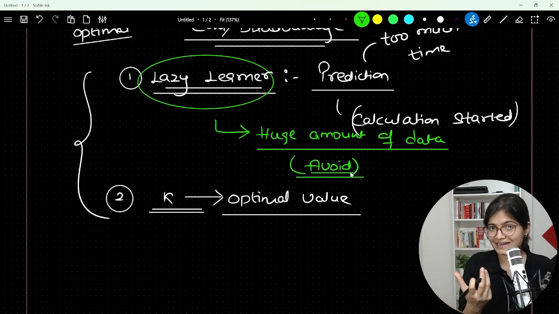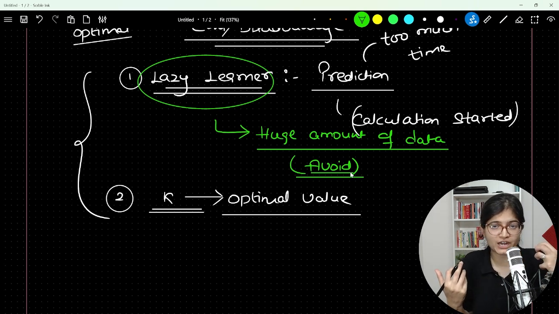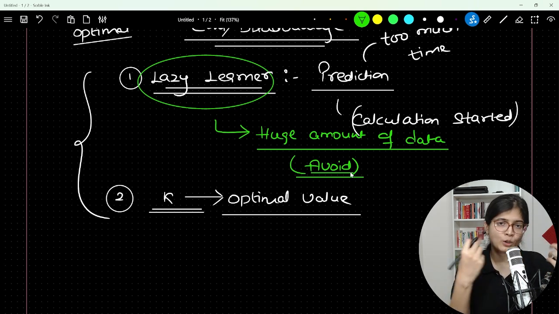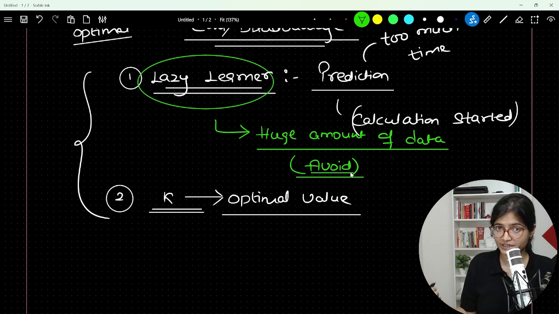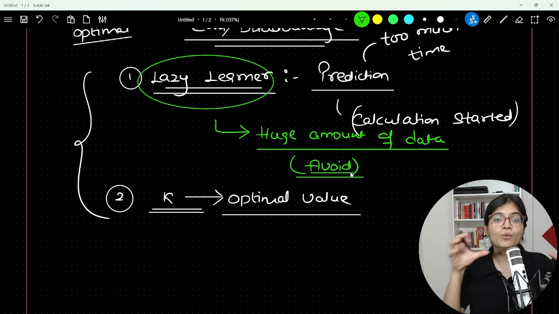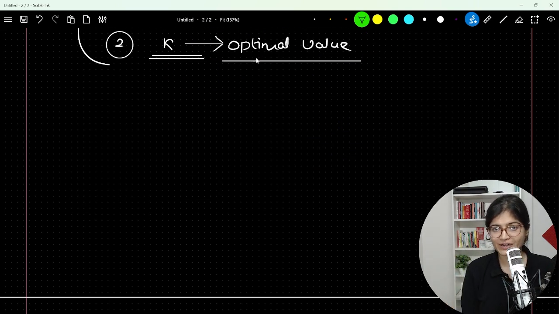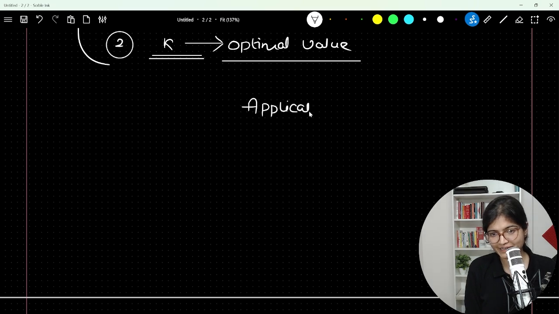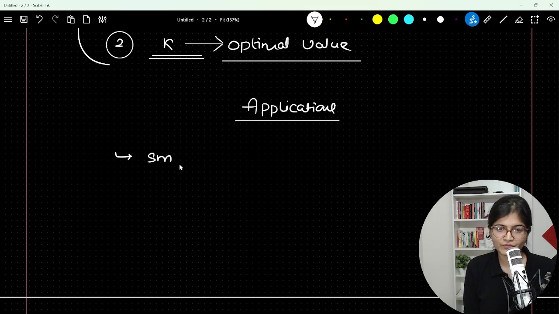So you can understand how much computational work it is and how much time it will take at the time of prediction to give us a result, whether it is a classification task or a regression task. That is why people usually prefer this kind of algorithm when we have a smaller set of data points. So let's understand where the real applications of this algorithm lie. The first application is whenever you have smaller data points.